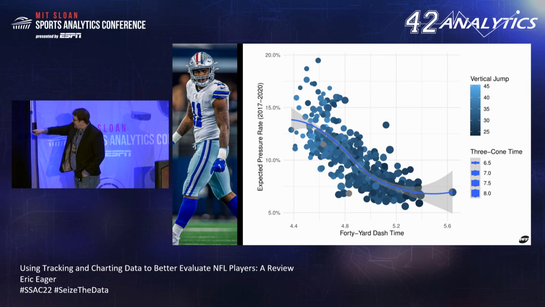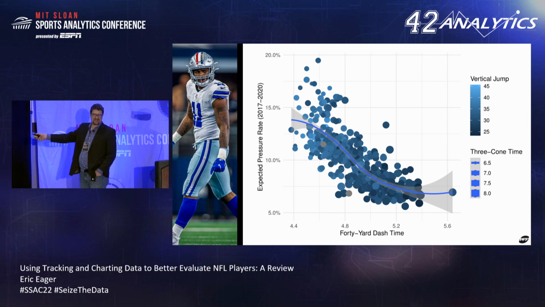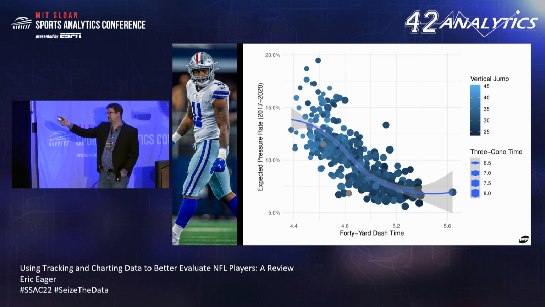If you look at the y-axis, that's expected pressure rate, so that's how fast they are getting off the ball. As you can imagine, the slower you are, the worse you are at doing that. And then the lighter dots mean you jump higher, means you're more explosive, and that sort of correlates with how good you are in getting expected pressure.